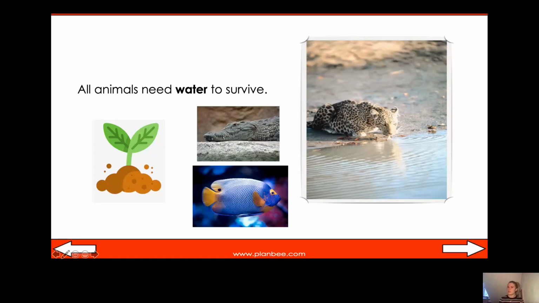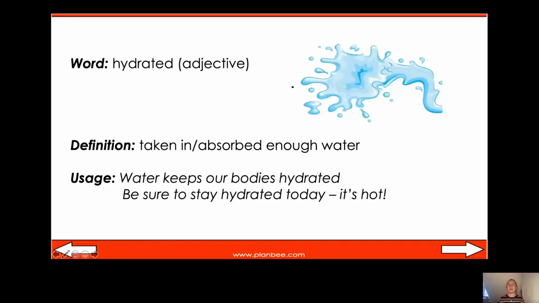What does hydrated mean? Okay, year two, so let's have a look what hydrated means together. So hydrated is an adjective and it means taken in or absorbed enough water. So when you've taken in and absorbed enough water into your body, you are what you call hydrated. Okay, so therefore you need to drink lots of water in order to keep you hydrated, and that is one of the reasons why it is a basic need for all animals.